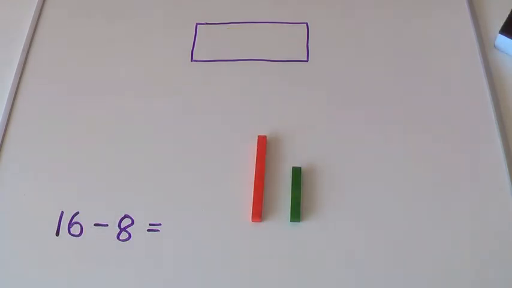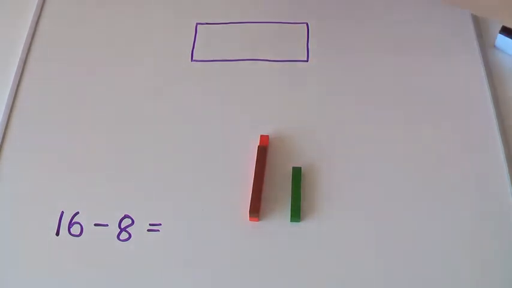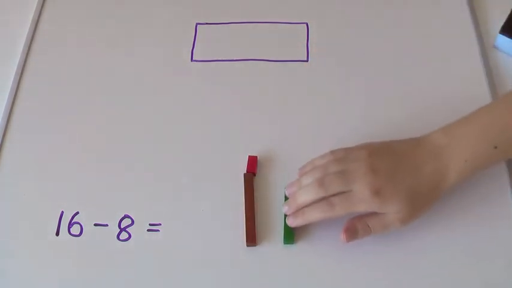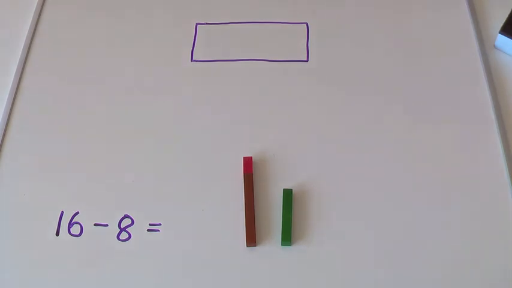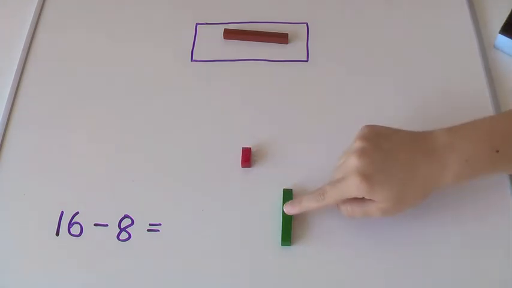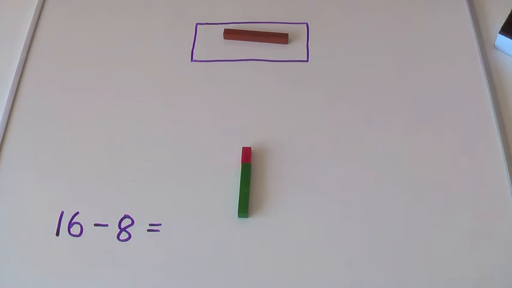All right, 16 minus 8. So let's take away the 8 from the 10. We'll trade that 10 for an 8 and a 2. All right, do we still have 16? Yes, we do. So now let's take away 8. 10 minus 8 is 2, but we can't forget about our 6 over here. Let's add it in. 2 plus 6 is 8.